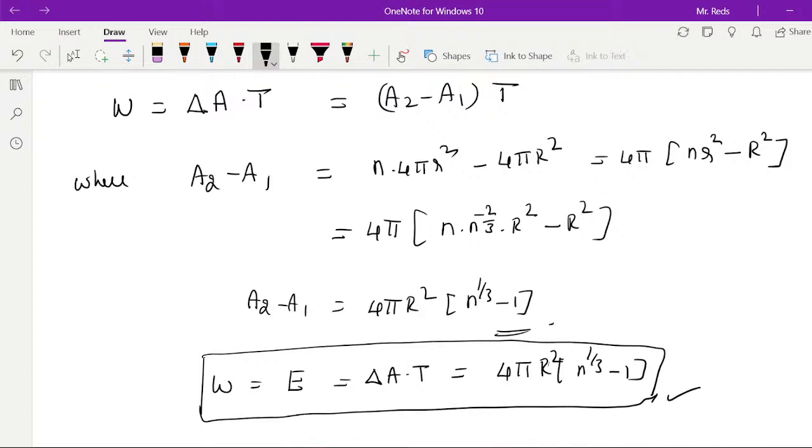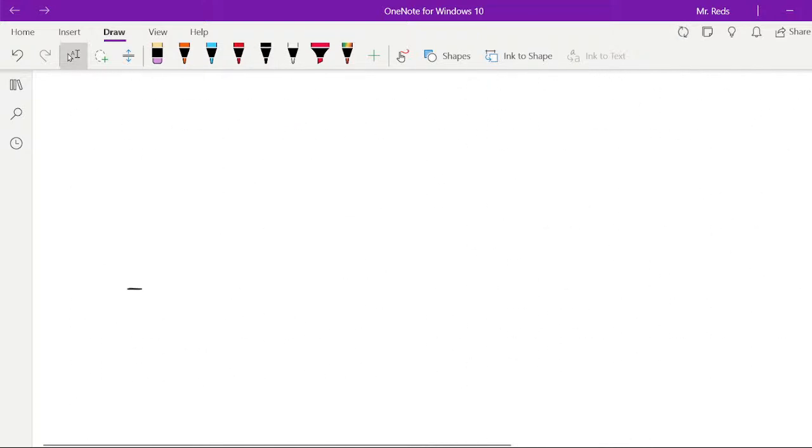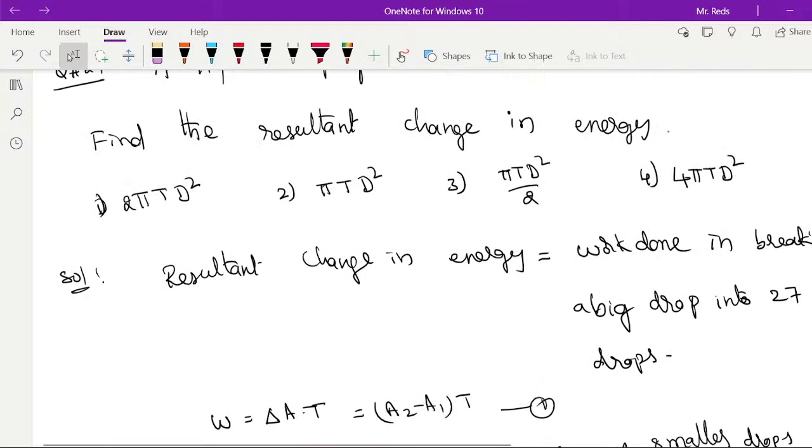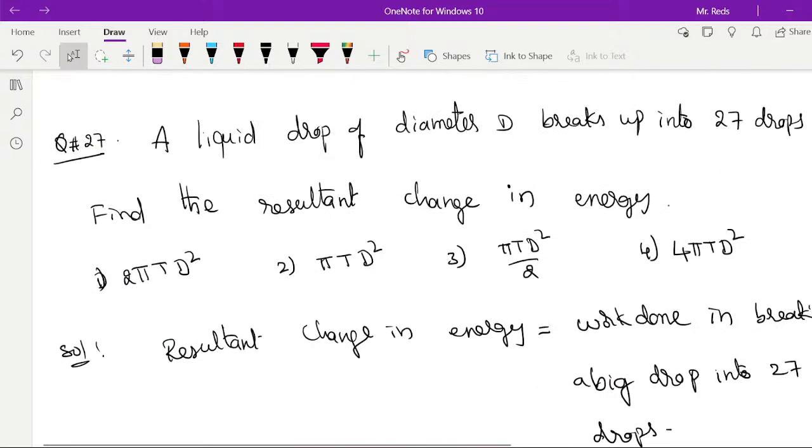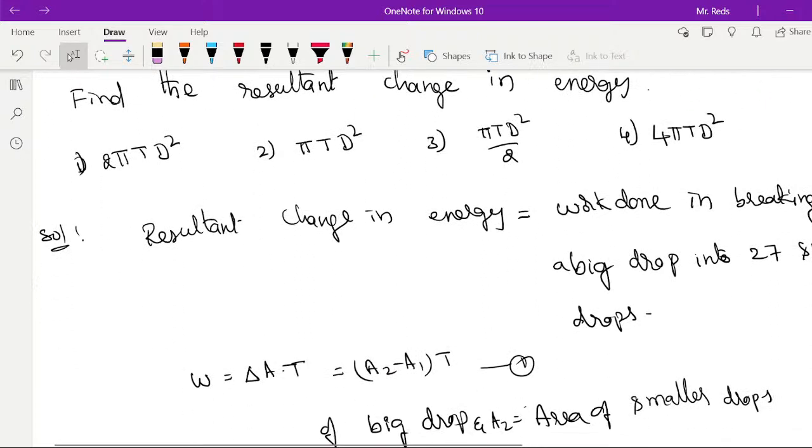Now we'll see question number 27. It is given that a liquid drop of diameter d, the bigger drop you can say, breaks up into 27 drops, meaning smaller drops. You have to understand that they should be identical drops. Then find the resultant change in energy. Options are given as this. So what you have to understand is that the resultant change in energy is nothing but the work done in breaking the big drop into 27 small identical drops.